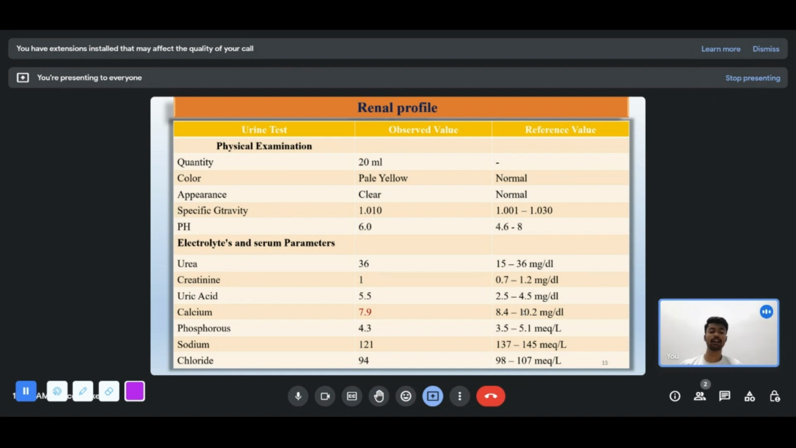There is a reason: this female has attained menopause. After menopause, the estrogen hormone and progesterone are not active. That's why, these both hormones are responsible for maintaining the balance of normal calcium level. Okay, that's why her calcium level is decreased. There are more chances of osteoporosis after menopause is attained.